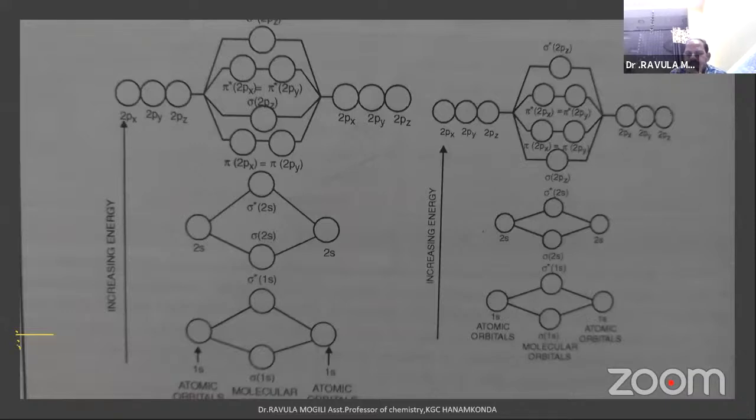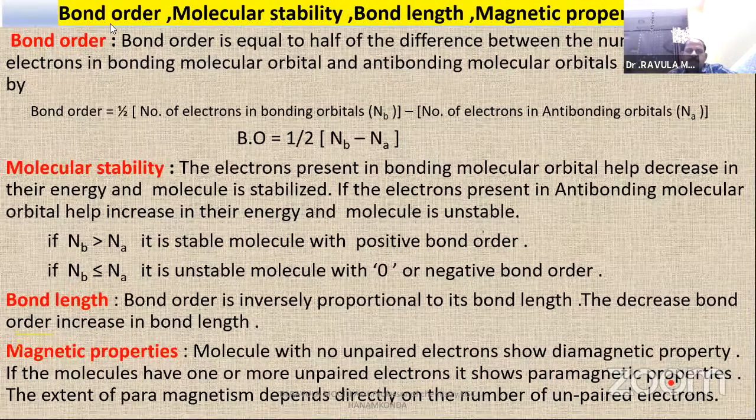Next one, bond order. How to calculate bond order? Bond order is equal to 1/2 of the number of bonding electrons minus the number of anti-bonding electrons. We calculate it based on the bonding electrons and anti-bonding electrons present. I will show how with some examples.